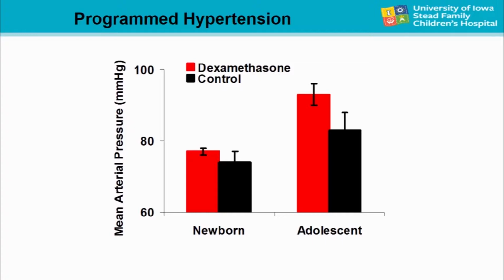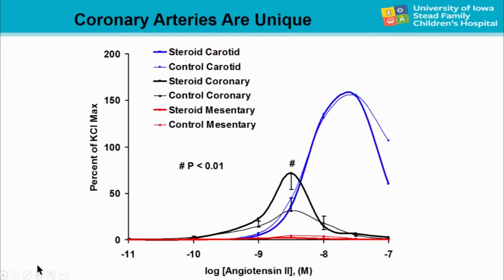Here again is just highlighting how unique the coronary arteries are. So I have three different blood vessels here. I have carotid arteries, which are in the blue, the coronaries are in the black, and mesenteric arteries are in the red. The thicker lines are the steroid-exposed arteries, and this is looking at responsiveness to angiotensin II.